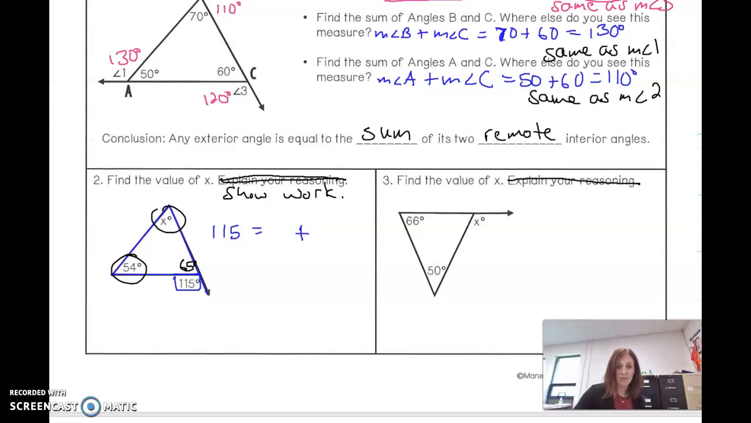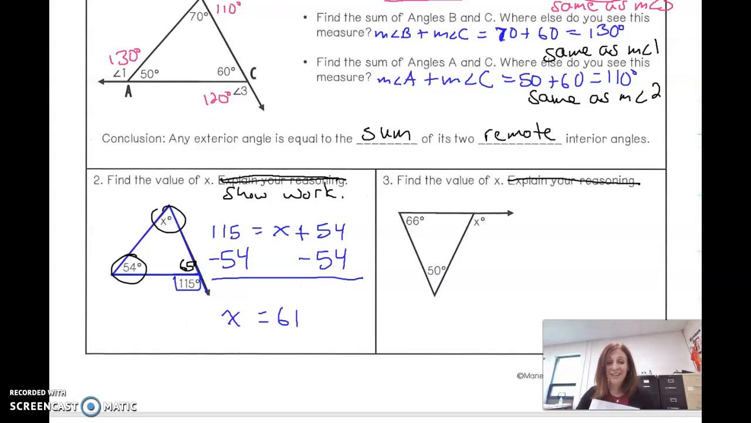So the sum of x plus 54. We know how to solve this equation. If I want to know what x is, find the value of x, I get rid of 54 by subtracting. Whatever I do to one side, I do the other. And I'm left with x equals 61. So x is 61. All right, look at this one here.